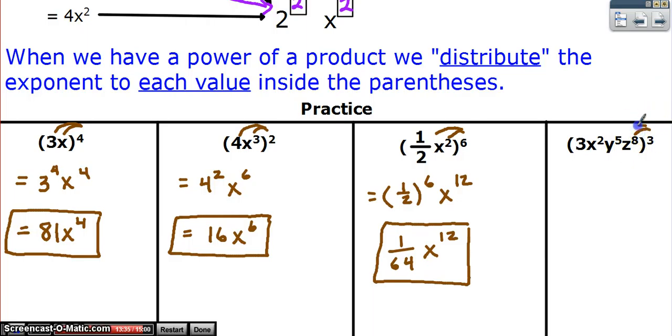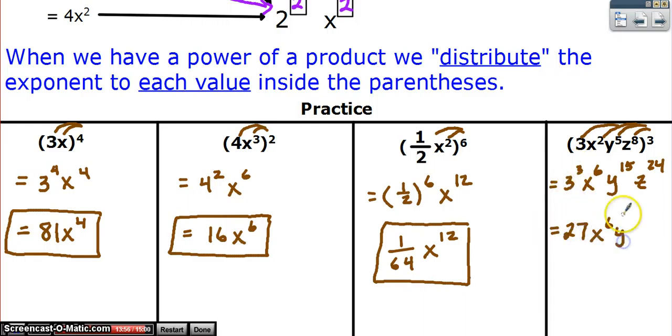All right, you got to distribute that 3 to all 4 items in here. That includes the 3 in the front. So that's going to be 3 cubed, x to the 2 times 3 is 6, y to the 5 times 3 is 15, z to the 8 times 3 is 24. Evaluate the 3 cubed in front, that is 27. X to the 6th, y to the 15th, z to the 24th.